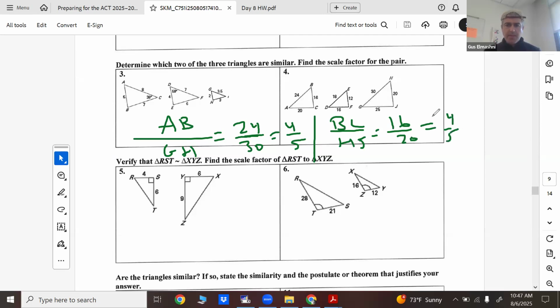And lastly, let's look at... actually, I think they're all similar. That's confusing. Which two of the three? I think they're all similar. Do you guys get that? Yeah, that's weird. I don't like the instructions. That was confusing. Yeah, AC to GJ. That's 20 out of 25. That's 4/5 also.